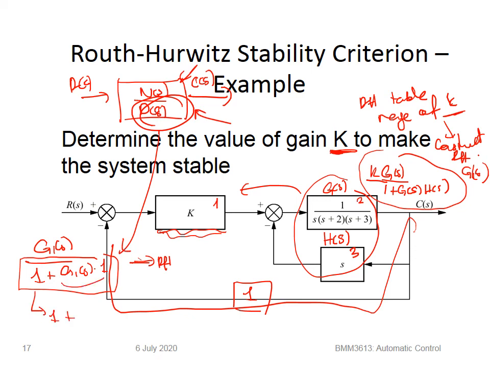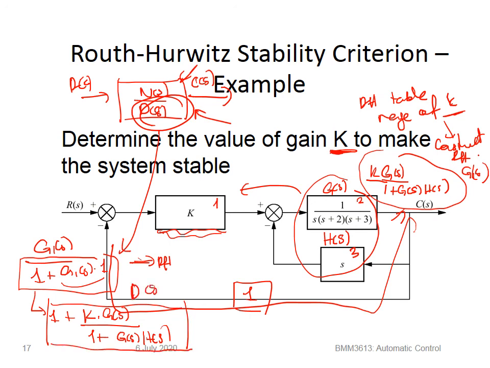So if we look here, it is 1 plus, what is G1(s)? G1(s) is this whole thing that we have over here. So it's K G(s) divided by 1 plus G(s)H(s). So this whole thing here is the denominator of the transfer function that we're going to put in our Routh-Hurwitz table.